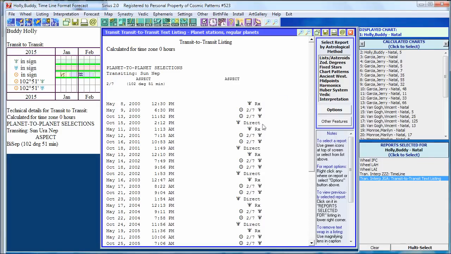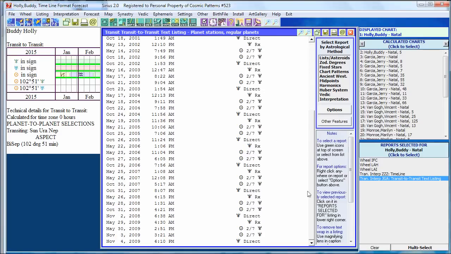It'll be within a few days that the biseptile, or 2/7 aspect, occurs and Neptune stations. So here we see Neptune stationing, turning retrograde on May 11. The biseptile to the Sun is the next day. Here they're 2 days apart, where the aspect occurs 2 days before Neptune turns direct. So within a few days, for both Uranus and Neptune, the biseptile aspect occurs when the planet stations.